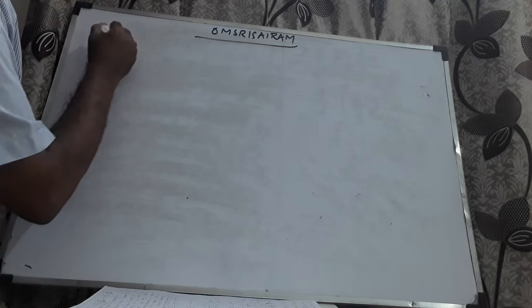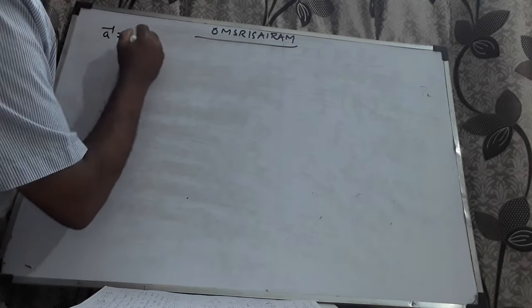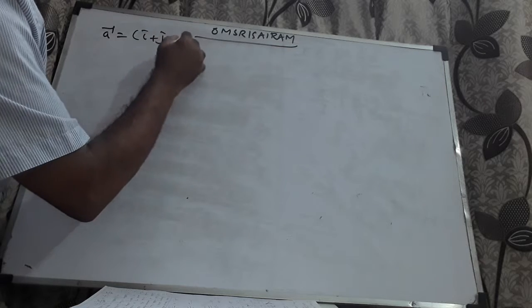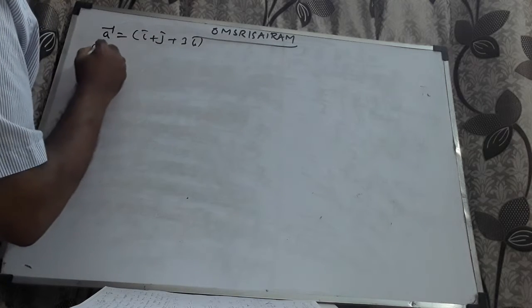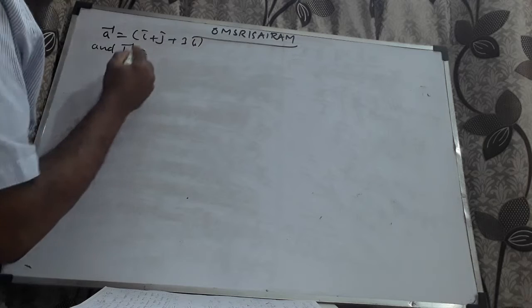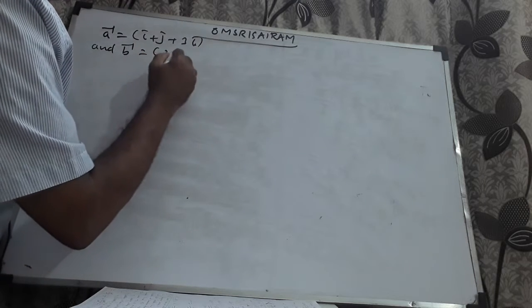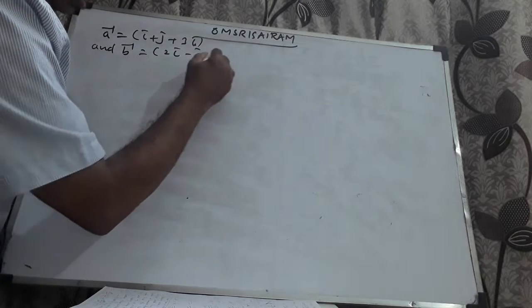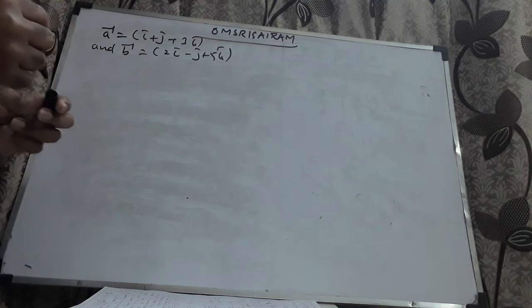Now, in this particular video presentation, we deal with the remaining three problems of section A of model paper 3 of class journal of CBSE term 2. First question goes like this: find the angle between A vector is equal to i plus j plus 3k, and B vector is equal to 2i minus j plus 5k using dot product.